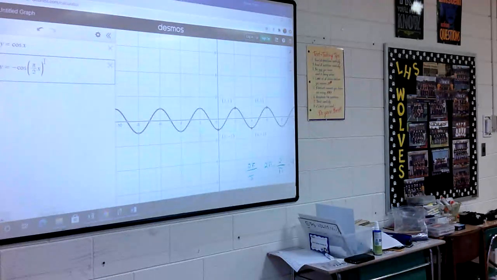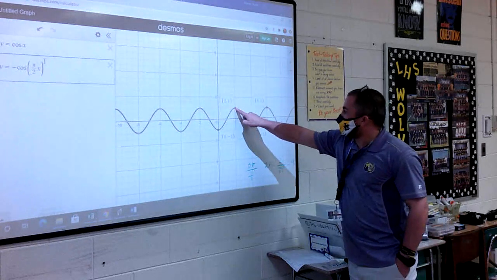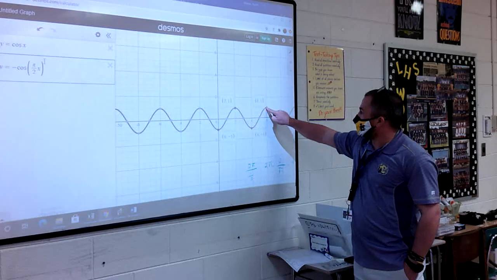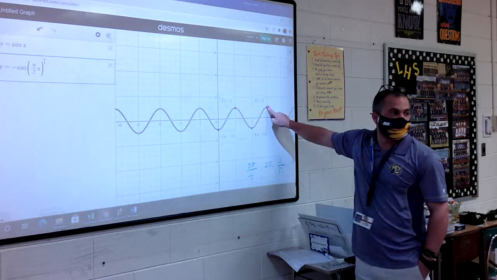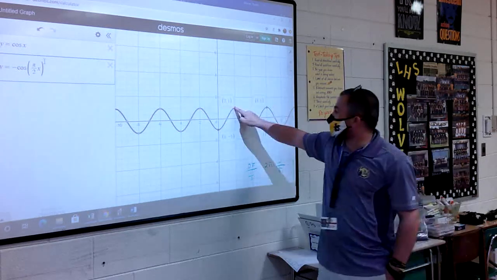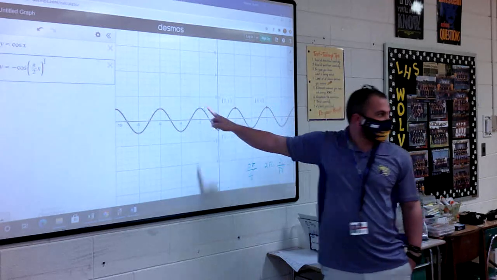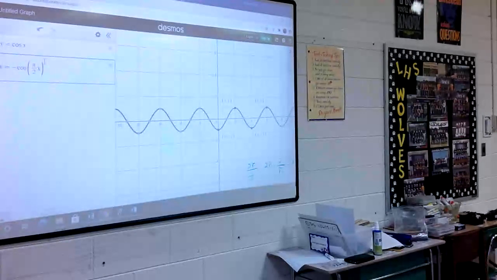Notice I talked about our period being 4. If we take this point right here, it goes down and back up. It took it from 2 to 6 to do that. That was 4. If it goes down and back up, that would be at negative 2. That's 4. So the distance is 4. The period is a very important part of the sine and cosine graphs because it tells you how long it takes before it restarts again.